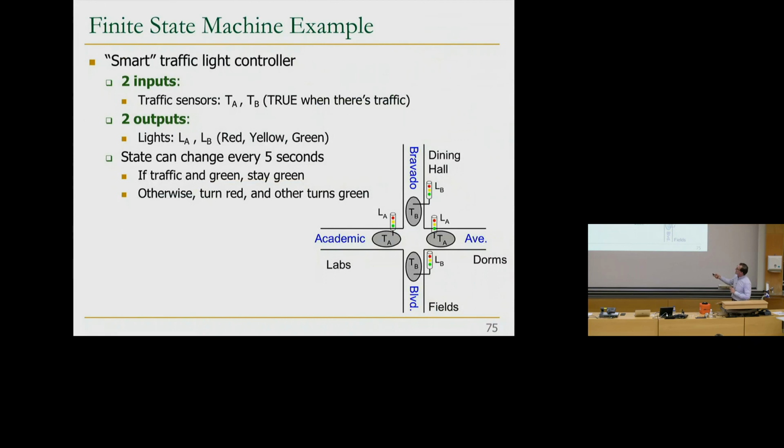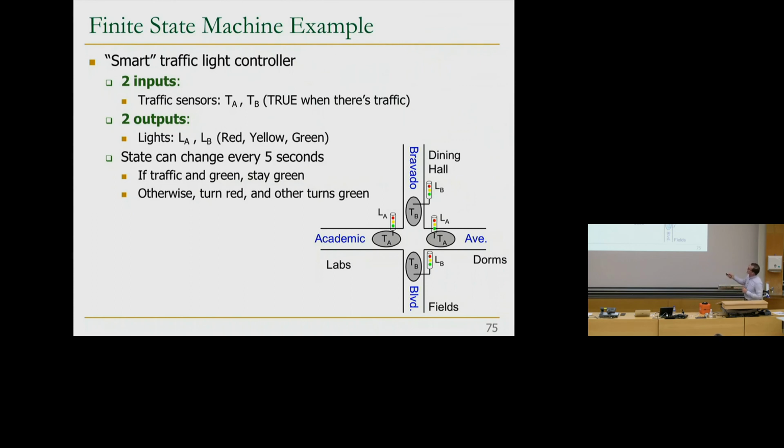You basically have a light A on Academic Avenue and a light B on Bravado Avenue. And the controller that we have is going to control both of the lights. And each of them has 3 outputs, as you can see over here. That should be 3 outputs over here. I'm going to correct that. 3 outputs for each light, basically.